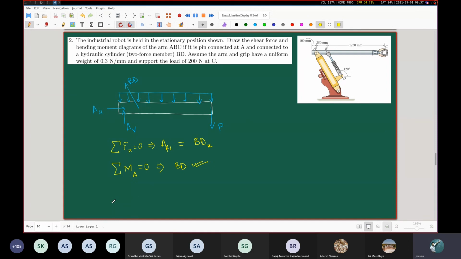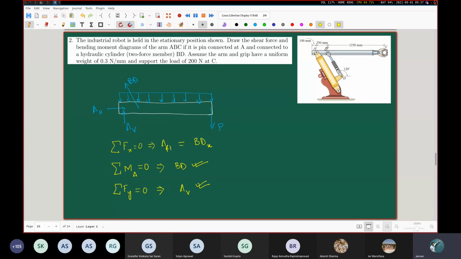Next, what are we supposed to do? Then we take sigma Fy equal to 0. Very good. What will that give us? The vertical component at point A, AV. Done. That's it. Now we will separate into section AB and section BC.